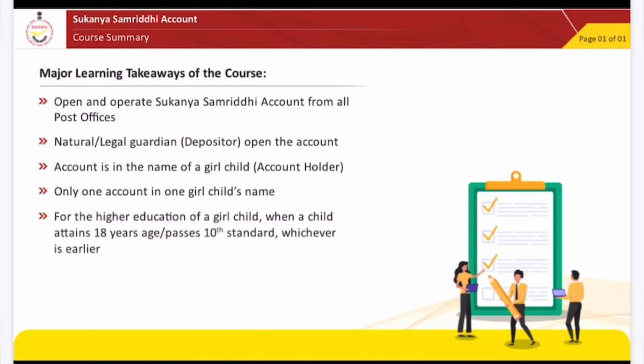The depositor can make a withdrawal for the higher education of a girl child when the girl child attains the age of 18 years or passes 10th standard, whichever is earlier. The account can be closed after 21 years from the date of opening of the account.